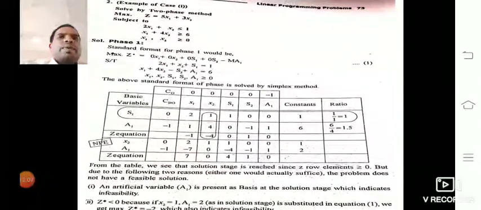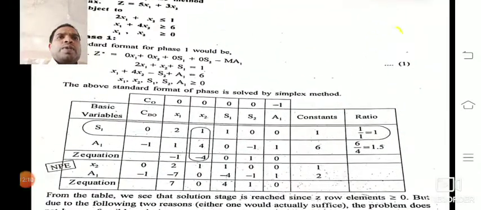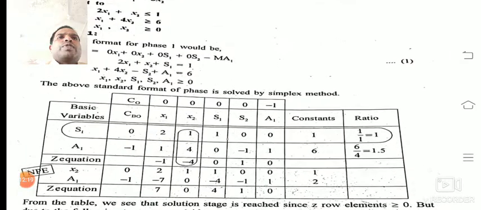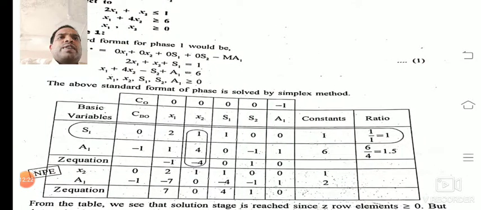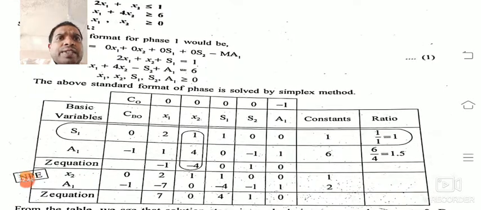Similarly, do it for the second problem by using the two-phase method. Z equals 5x1 plus 3x2, with 2x1 plus x2 less than or equal to 1, x1 plus 4x2 greater than or equal to 6, where x1 and x2 are greater than or equal to 0. Apply phase 1 first here. By taking the surplus variables and artificial variables, the z equation becomes 0x1 plus 0x2 plus 0s1 plus 0s2 minus Ma1, and the other constraints are 2x1 plus x2 plus s1 equals 1, x1 plus 4x2 minus s2 plus a1 equals 6, and all variables are greater than or equal to 0.